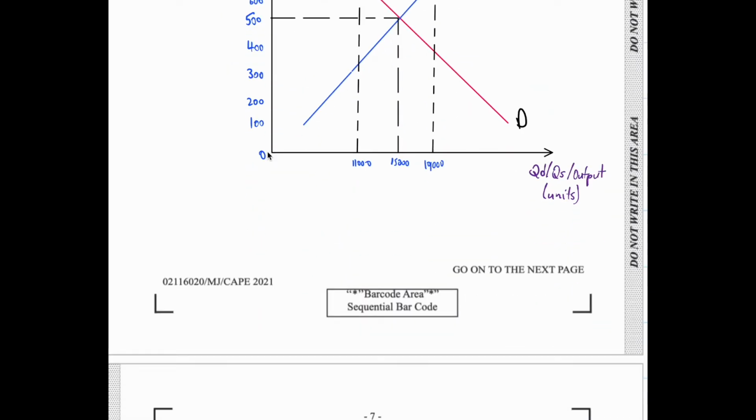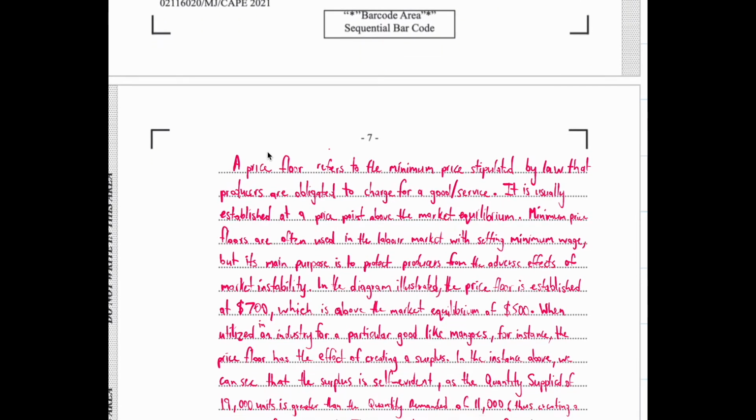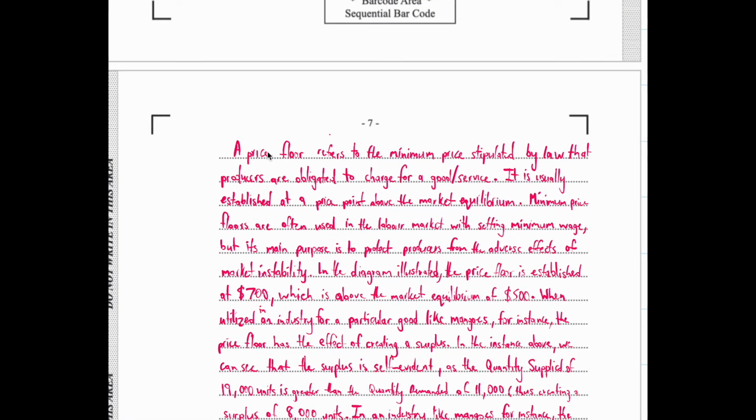So let's begin. So a price floor refers to the minimum price stipulated by law that producers are obligated to charge for a good or service. It is usually established at a price point above the market equilibrium. Minimum price floors are often used in the labor market when setting minimum wage, but its main purpose is to protect producers from the adverse effects of market instability, right? And in the diagram illustrated, the price floor is established at $700, which is above the market equilibrium of 500.